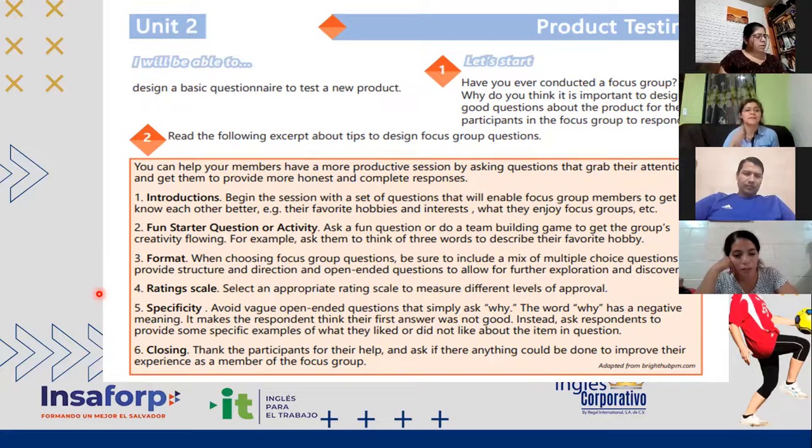Look, it says, avoid vague open-ended questions that simply ask why. The word why has a negative meaning. It makes the respondent think their first answer was not good. Instead, ask respondents to provide some specific examples of what they like or did not like about the item in question. Nice. Do we have any new word right here?